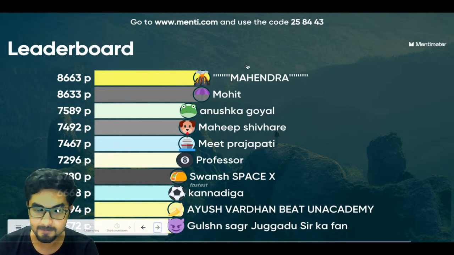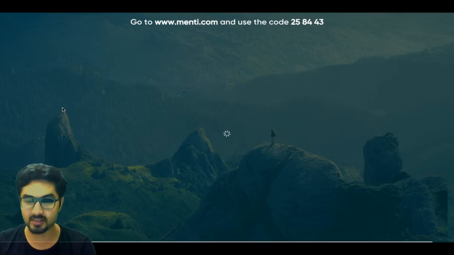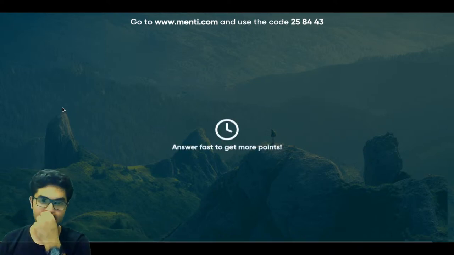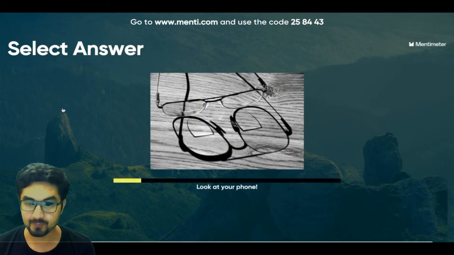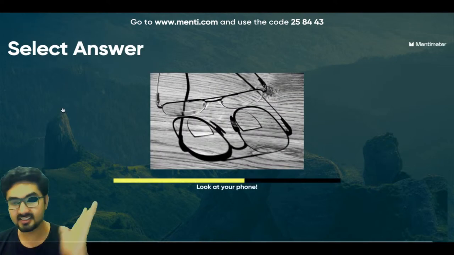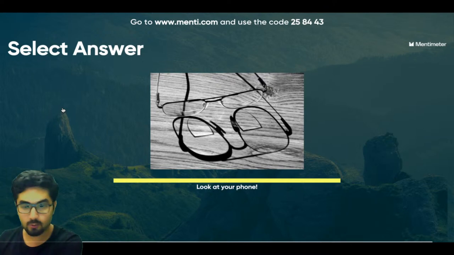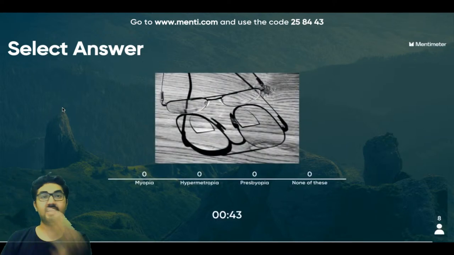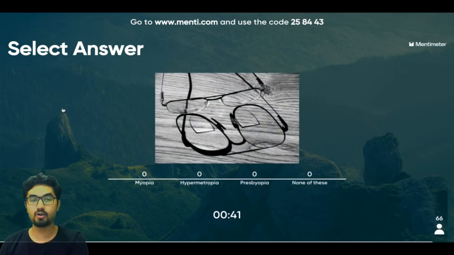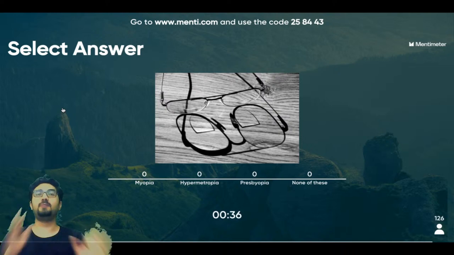Let us see. And this would be the last question, if not, maybe second last or the last. Let's see. Yeah. This is something. Ye inme se kaun sa insaan pehnega? Jisko myopia hoga, hypermetropia hoga, presbyopia hoga, ya none of this. Very tricky question. Dhyan se dekho image pe kya dikhaya gaya.